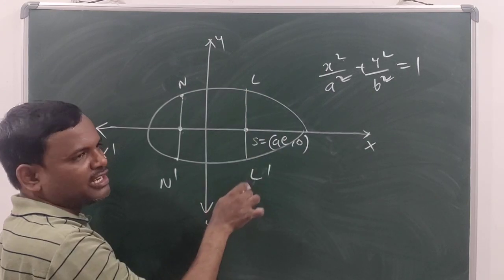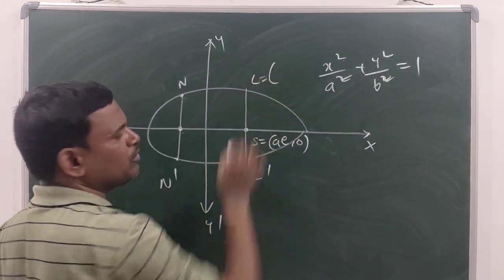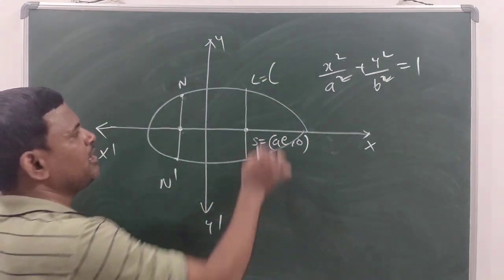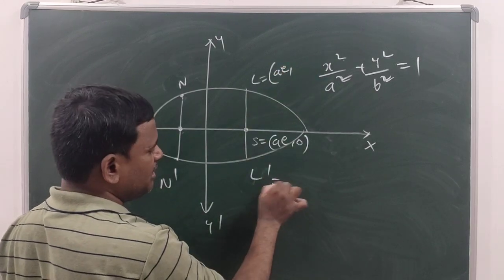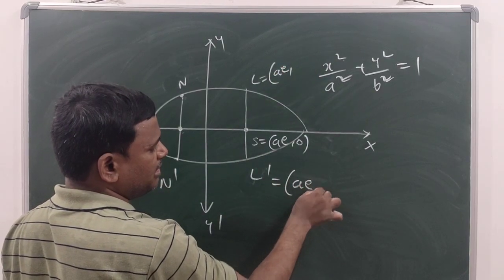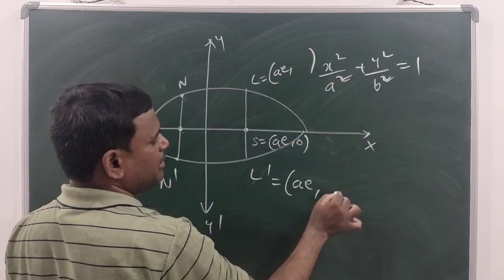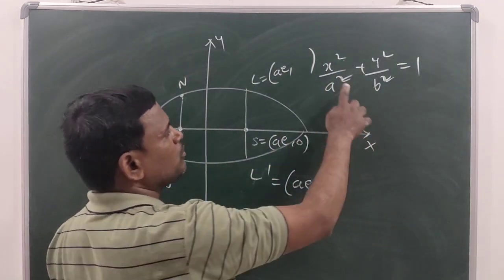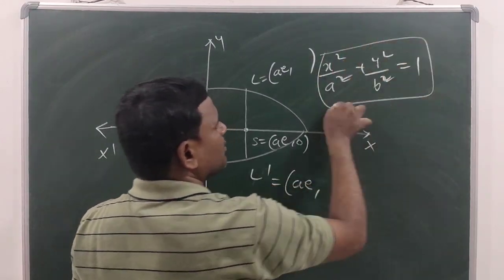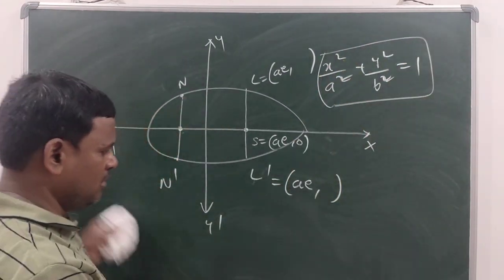Now this is a vertical line. On a vertical line, as you know, the x coordinate of every point is the same. So here the x coordinate of L is ae, and the x coordinate of L dash is ae. But the y coordinate here you don't know. How do you get the y coordinate? This ae you have to substitute in the place of x in the equation.